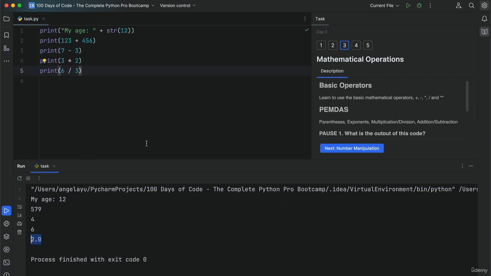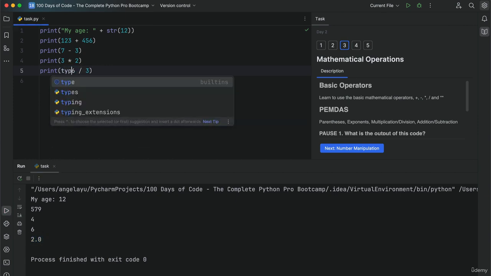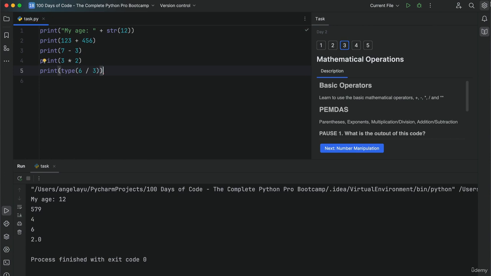Now, one thing to notice here is that whenever you're dividing things, you actually always end up with a floating point number. So you can see even though 6 divides into 3 cleanly, we're still getting 2.0. And in fact, if I put a type check around this division, you'll see that it'll print float instead of integer. And this is just the default Python behavior. It's something called implicit typecasting because Python is implicitly converting the result here into a floating point number. Now, sometimes you might not want that.